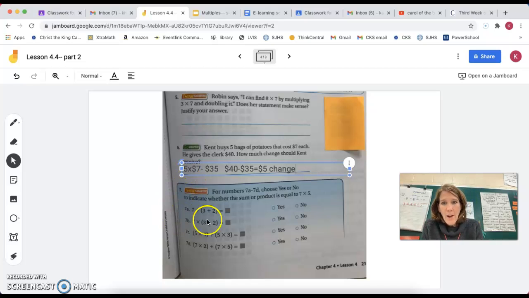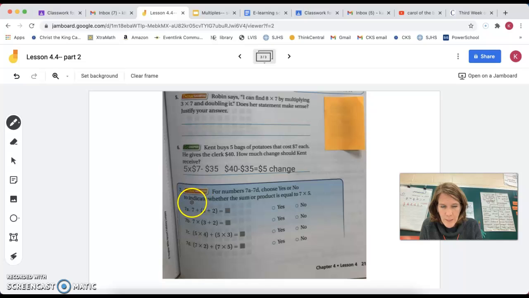Okay. All right, number 7, last one. For numbers 7a to 7d, choose yes or no to indicate whether the sum or the product is equal to 7 times 5. Okay, so you ready? 7 times 5. 7 plus 3 plus 2. Okay, so remember, we always do our parentheses first. So this would be 5. Let me write that down. 7, this would be 7 plus 5. Is 7 plus 5 going to give me the same answer as 7 times 5? No. 7 plus 5 is 12.